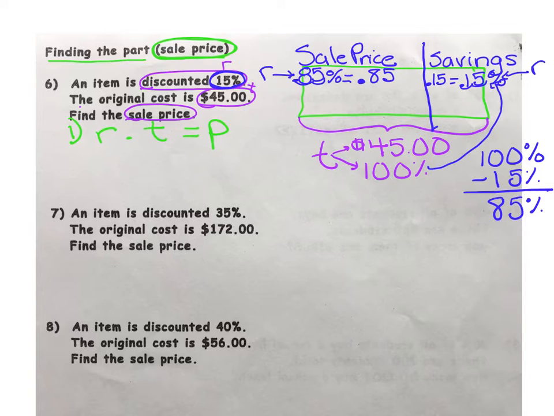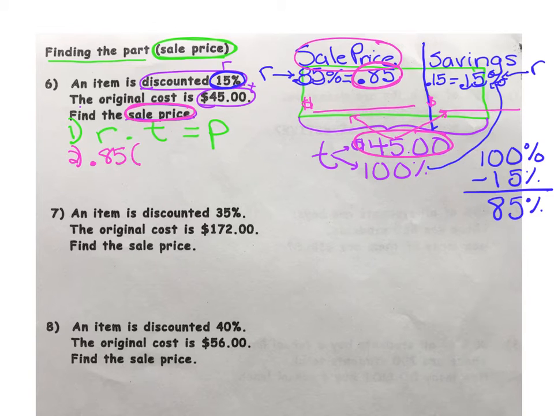Now think about it. We've been asked to find the sale price. So, some of that $45 will be saved and is represented in the savings part of the bar. But over here, some of that $45 is the sale price, and that's what we're interested in. So in our formula, we're going to use the rate of 85 hundredths and the total of 45. We choose the 85 hundredths because that's the rate associated with the sale price part of the bar. Let's begin.